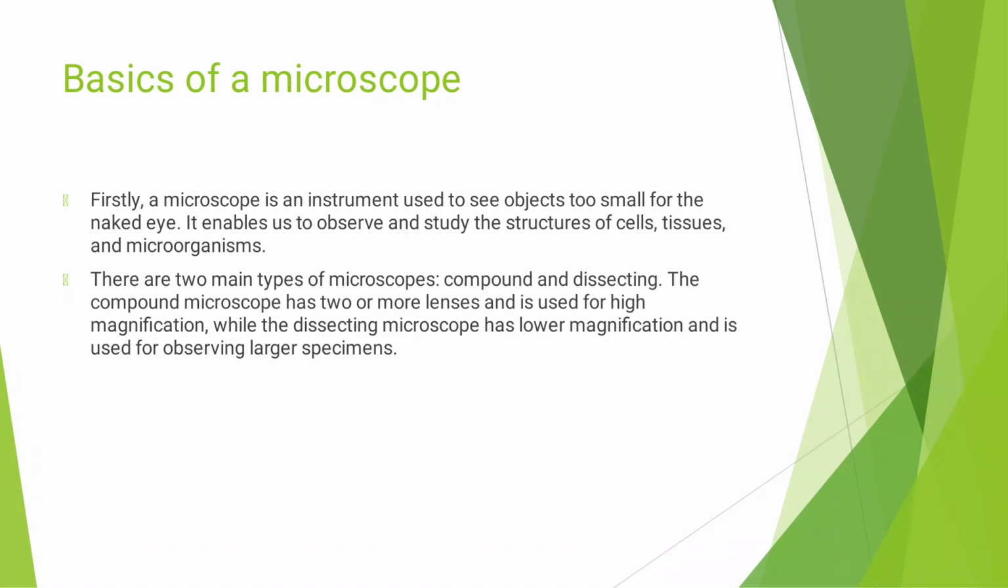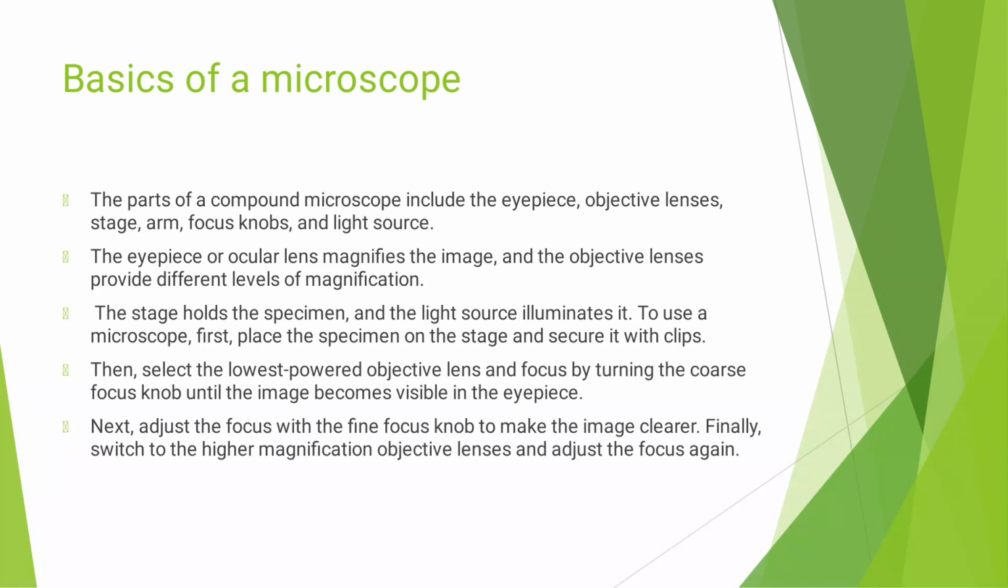A microscope is an instrument that is used to see objects which are too small for our naked eye. It enables us to observe and study the structures of cells, tissues and microorganisms. There are two main types of microscope, compound and dissecting. The compound microscope has two or more lenses, but dissecting microscopes have a lower magnification and are used for observing larger specimens.